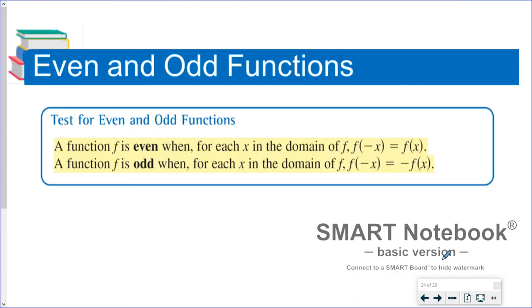Right, a test for even and odd functions. This is an algebraic way that we can see whether something is even or odd. We simply plug in -x for x, right? We find f of -x. If when I do that, it does not change the function at all, then we say that it is even. If when we plug in -x, it gives us the exact opposite of the function, then we say that it is odd.